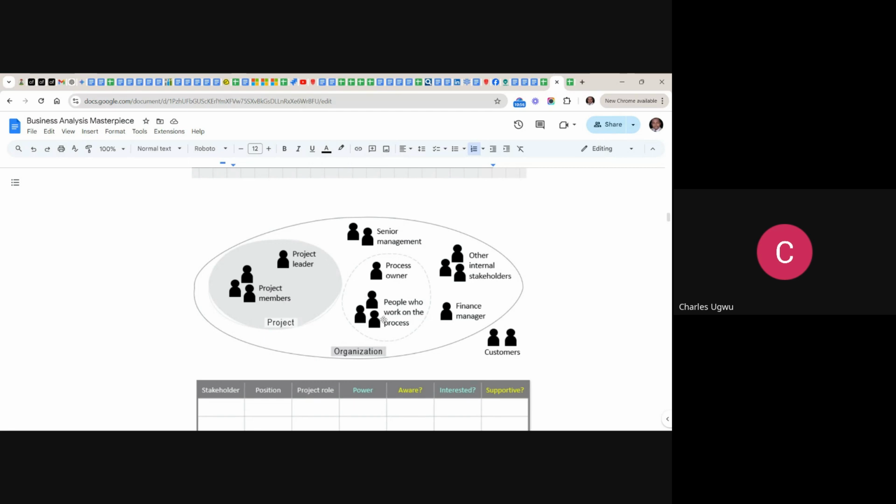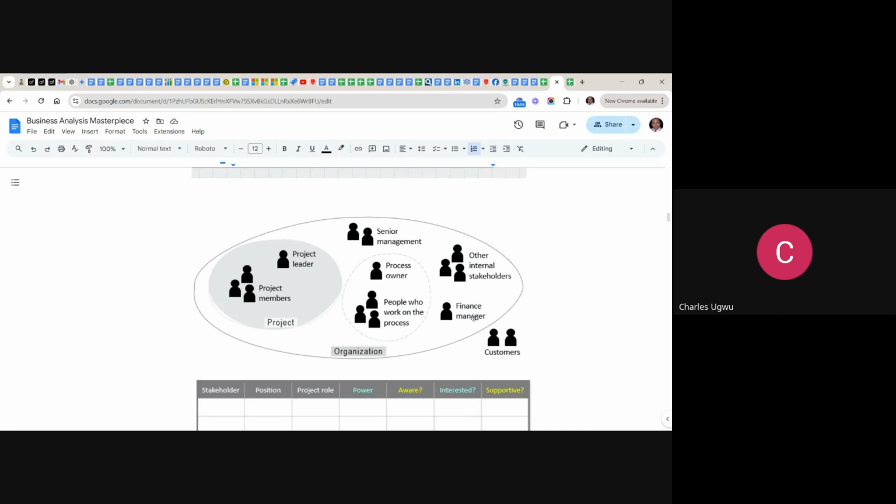So it might be this unit that we are working to effect a change within. Let's say sales and marketing department, and we're trying to implement a CRM for them. So this is a unit, they are stakeholders. Then we have other internal stakeholders. It's there for you to identify anybody within the organization that might have a stake or interest.